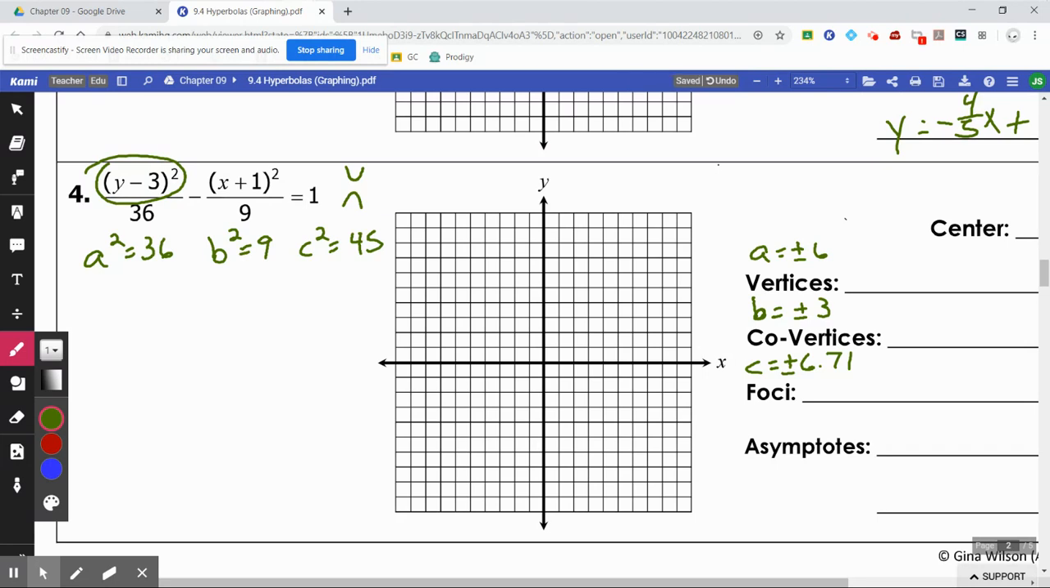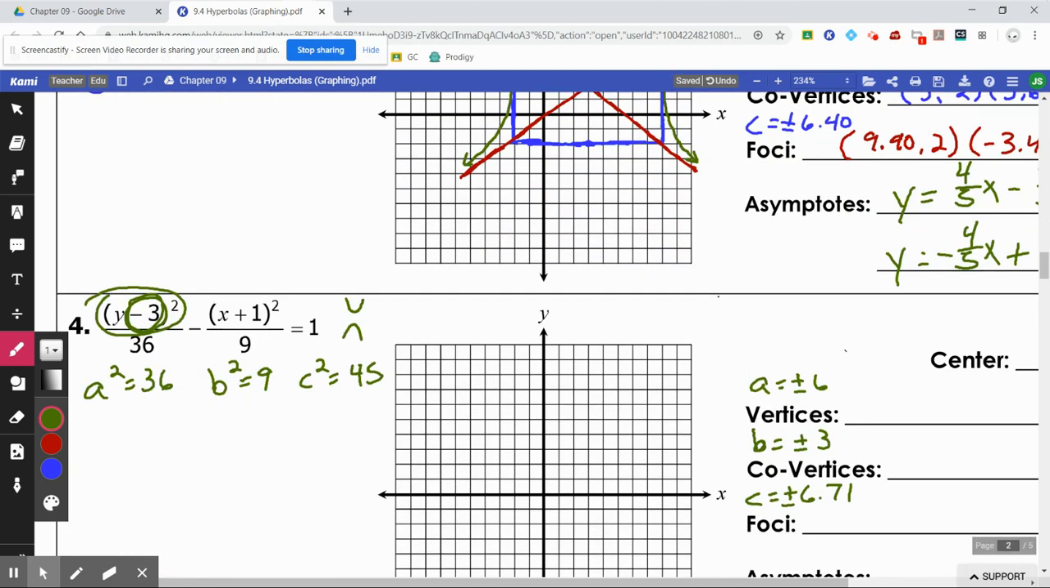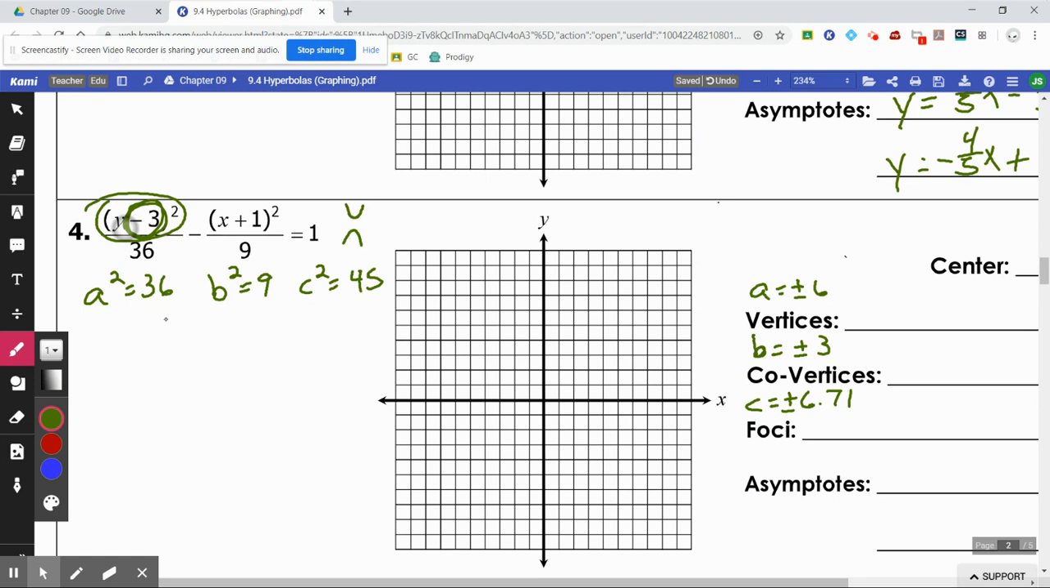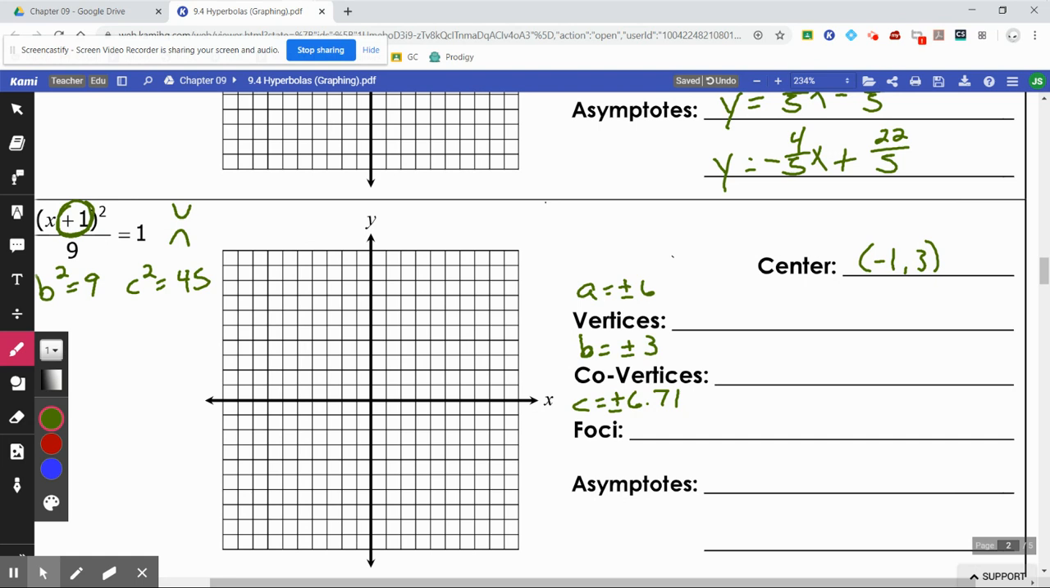So therefore, your vertices you're going to find by going up and down 6 from your center, but we've got to focus on our center first. Up 3, since the 3 is on the y value here, you've got to be careful. That's going to send your hyperbola up 3, and this plus 1 on the x is going to be left 1. So we're going to go left 1, up 3. You've got to be careful about which numbers go with the x, which numbers go with the y, and the direction it's going to go. So negative 1, 3 is our center.